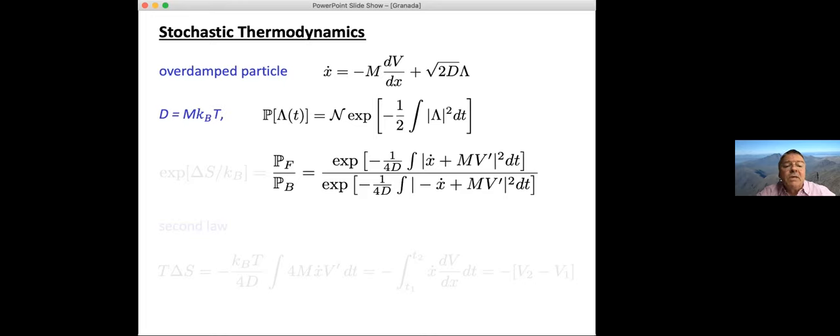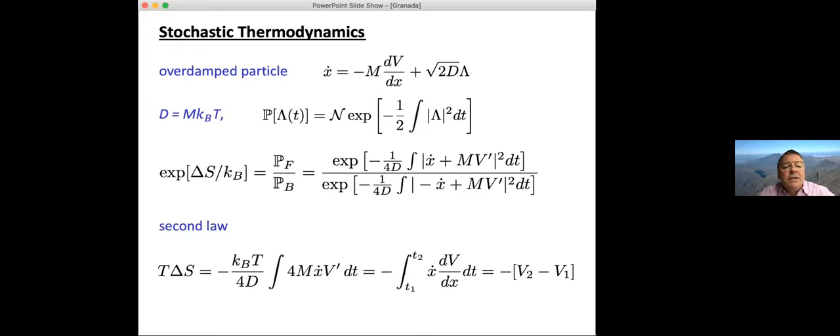So that's P_F over P_B, F for forward, B for backward. And a key result from stochastic thermodynamics is that this ratio is the exponential, up to a factor of k_B, of the entropy change of the system plus the bath between the initial and the final state.